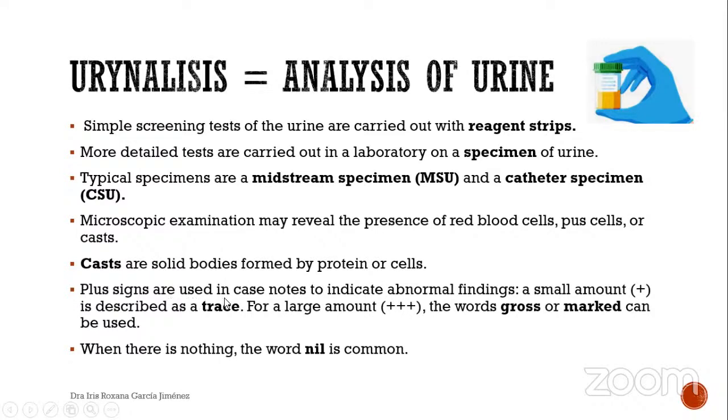Plus signs are used in case notes to indicate abnormal findings. We mean a small amount, 1+, is described as a trace. For a large amount, 3+, the word is gross or marked. Both of them can be used. When there is nothing in the specimen of urine or any specimen during the studies, the word nil is common. I mean, it's like an abbreviation telling us that nothing is there, okay?